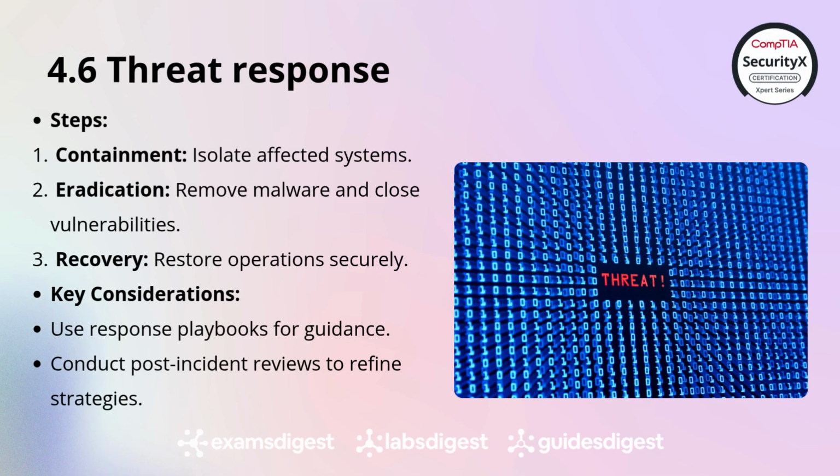Threat response. Threat response involves three key steps: containment, eradication, and recovery. Containment focuses on isolating affected systems to prevent the threat from spreading. Once contained, we move on to eradication, where we remove the malicious code and close any vulnerabilities that were exploited. Finally, during recovery, we restore operations, apply necessary patches, and verify system integrity to ensure the threat is completely neutralized.